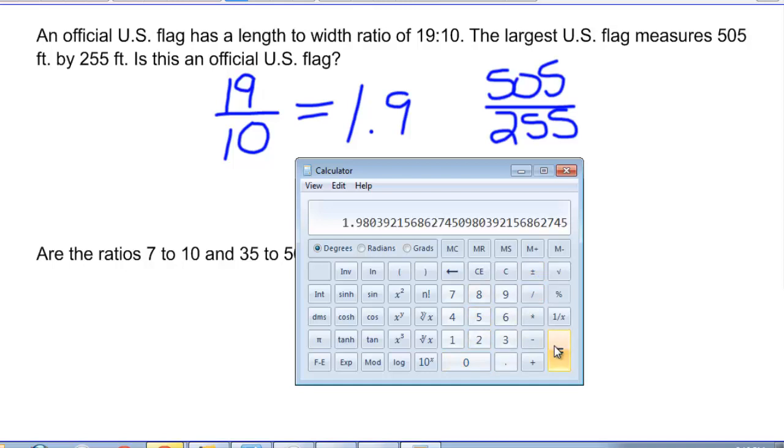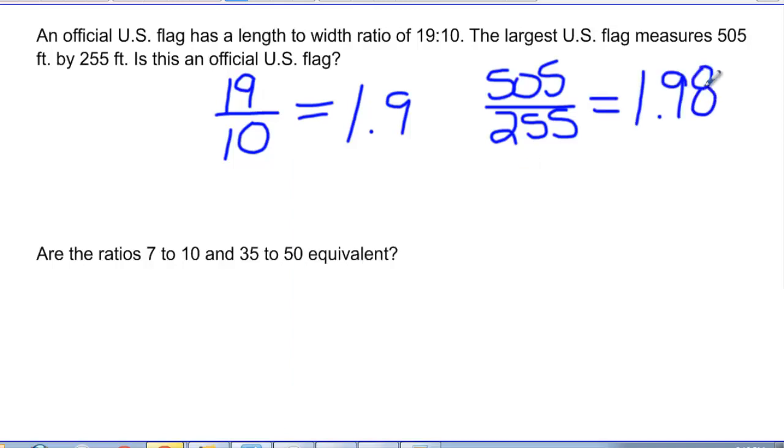And you can see that is not the same as 1.9. They are close, but they're not exactly the same. If I round that to the nearest hundredth, it's about 1.98. But since an official US flag has to have exactly the ratio of 19 to 10, which simplifies to exactly, or written as a decimal is exactly 1.9, these are not the same thing. So no, that is not an official US flag.